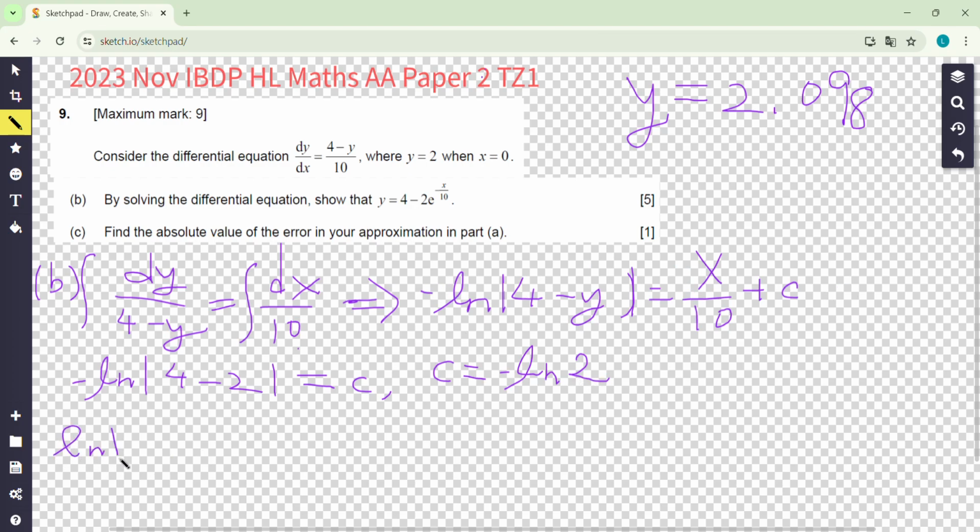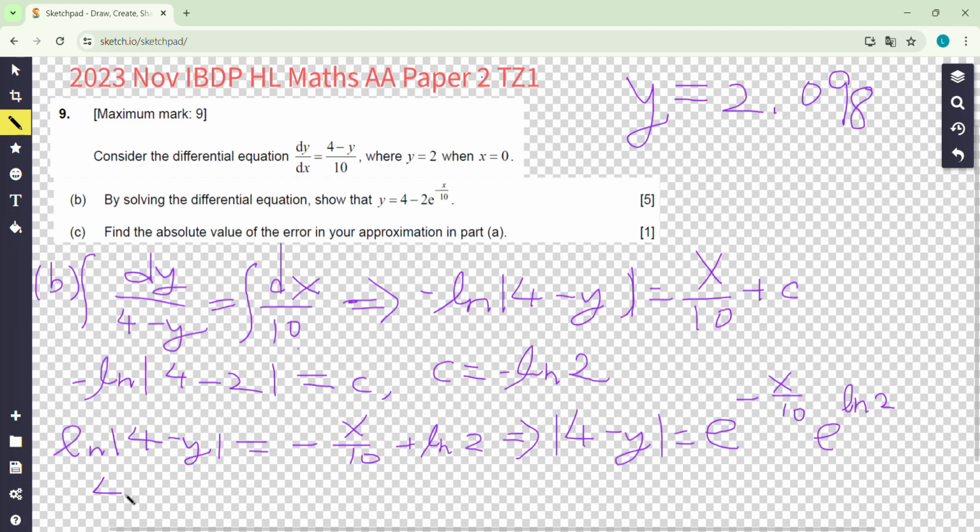So natural log 4 minus y equals negative x over 10 plus natural log 2. And then take exponential for both sides. Left hand side becomes 4 minus y. And the right hand side becomes e to the power negative x over 10, and then e to the power natural log 2.